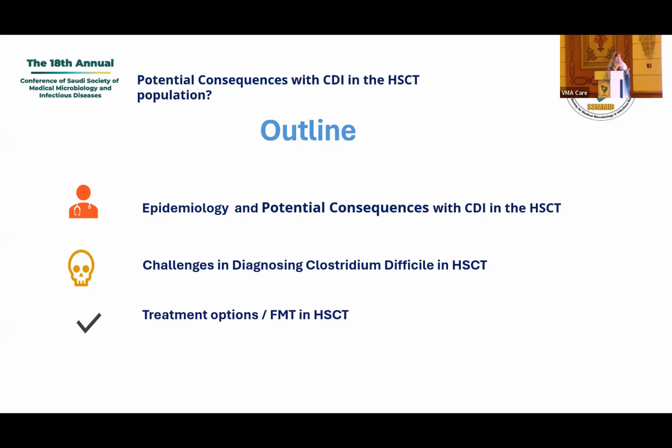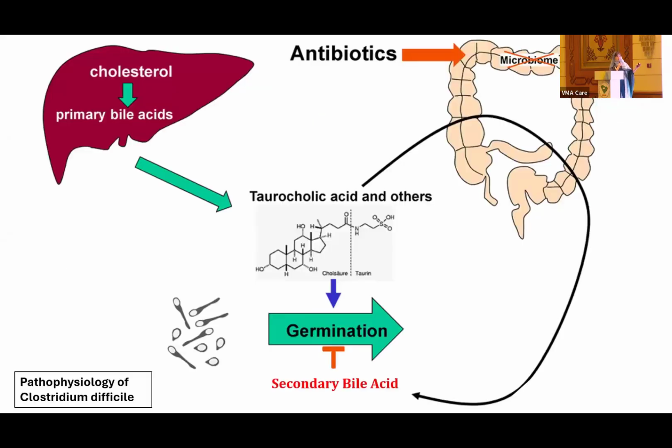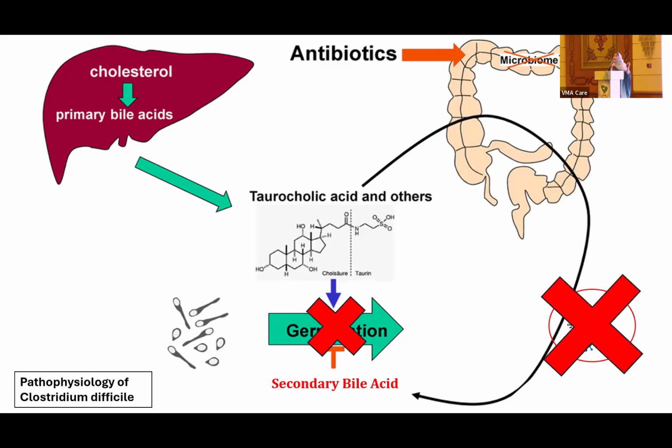Now I will go shortly through the mechanism of Clostridium difficile in allogeneic bone marrow transplant. So the intestinal microbiome plays a great role in transforming the primary bile acid into secondary bile acid, which in turn will suppress the germination of Clostridium difficile. So if there is any disruption in the microbiome, it will give the best environment for Clostridium difficile to grow, to germinate and to cause disease.